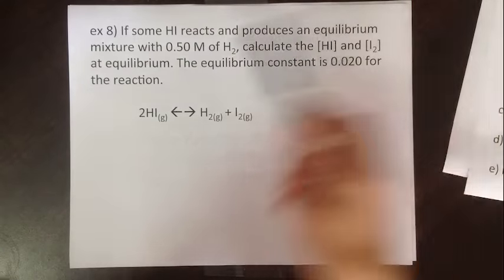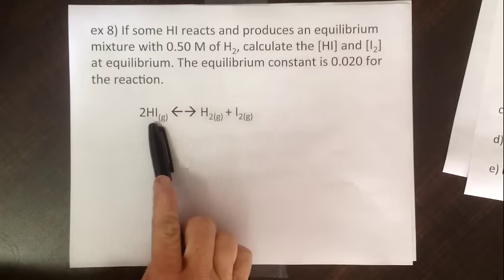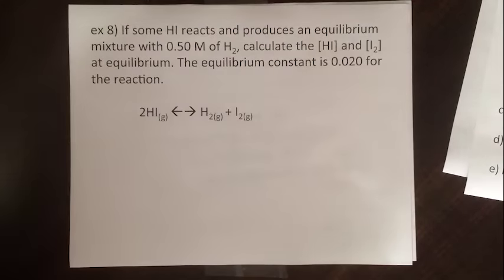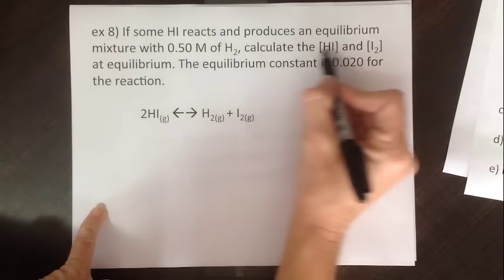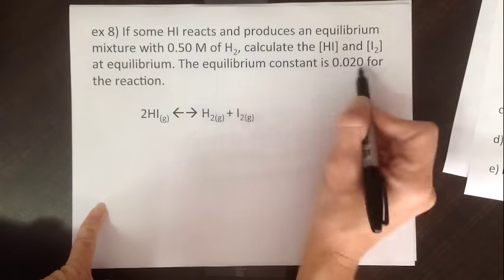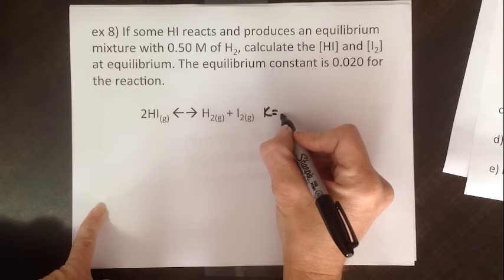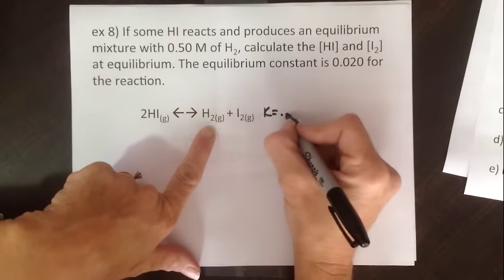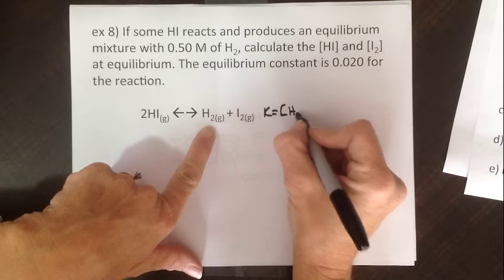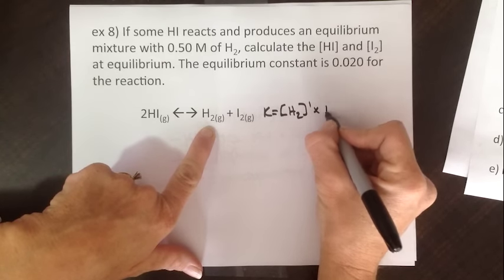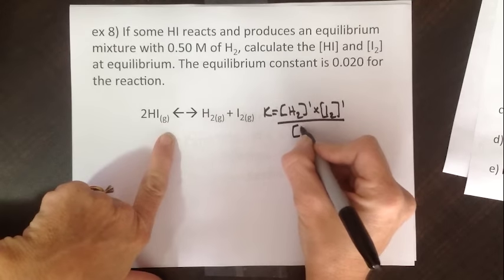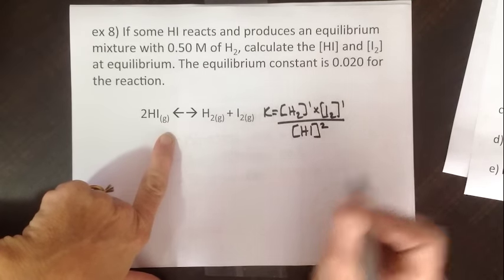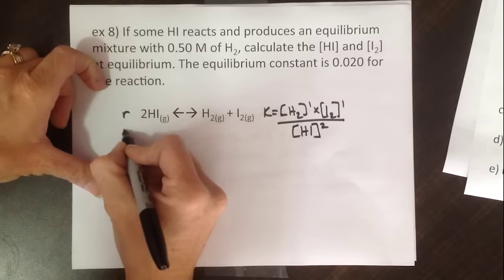So, if you put some HI, it reacts and produces an equilibrium mixture of 0.5 of both products, and you're given the K, calculate the equilibrium concentration of both products given this K. So, I'm going to write a generic K. K equals products raised to the coefficient power over reactants raised to the coefficient power.